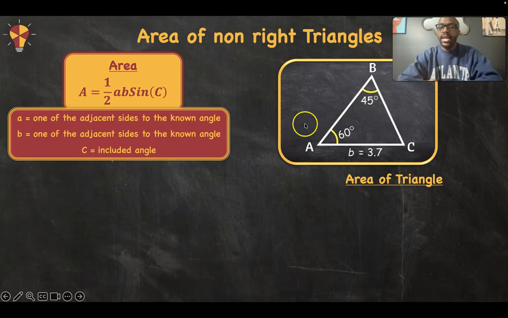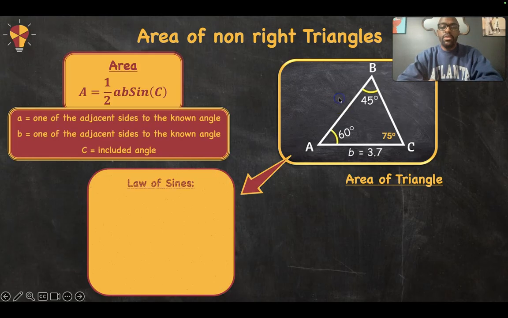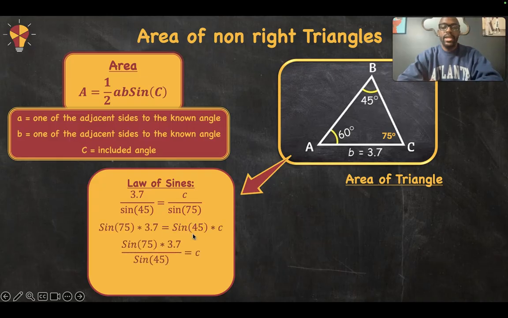So now if we're looking for this side first, we're still going to use law of sines. But now when we use law of sines, it's going to be 3.7 over sine 45, and then now it's going to be C over sine 75. As you can see here, go ahead and cross multiply, divide by sine 45, and we would find our answer, which is 5.054. So that's this side here. So now we still have two sides, but now our included angle, instead of being 75, is 60.